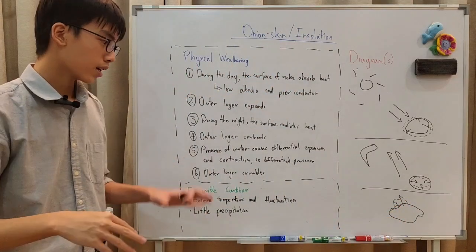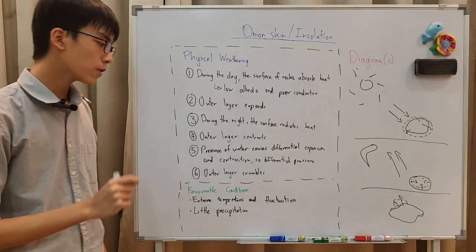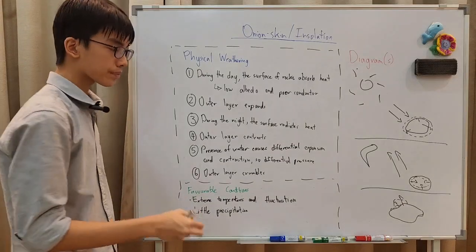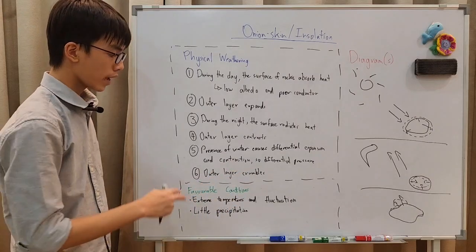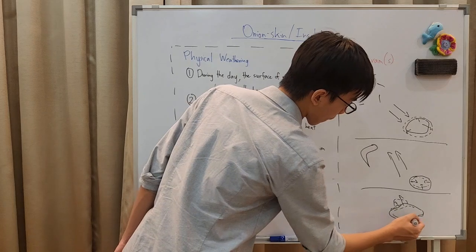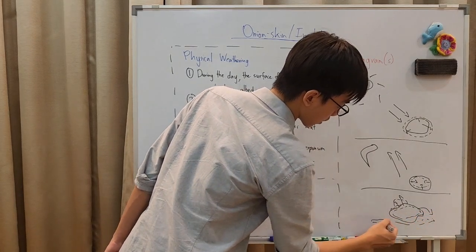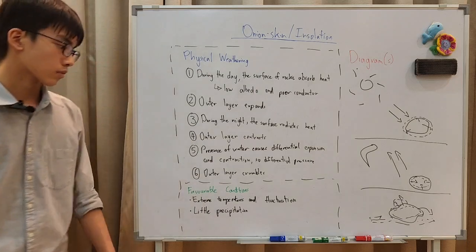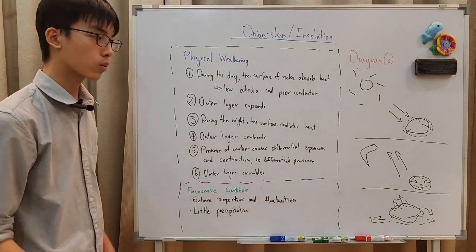So the expansion and contraction will be really weird with the presence of a bit of water. And because of this differential expansion, there's differential pressure exerted everywhere, and eventually the outer layer of the rock, so this part, will crumble into sand and stuff. So this is how onion skin or insulation weathering works.